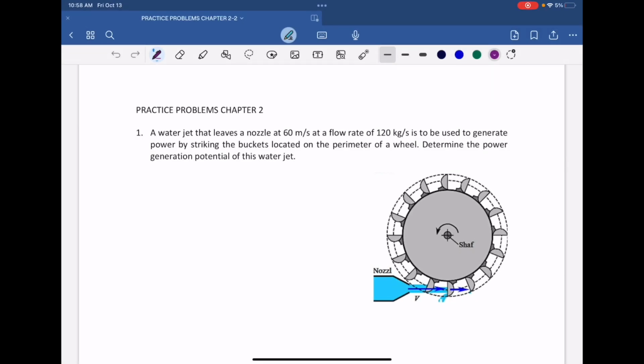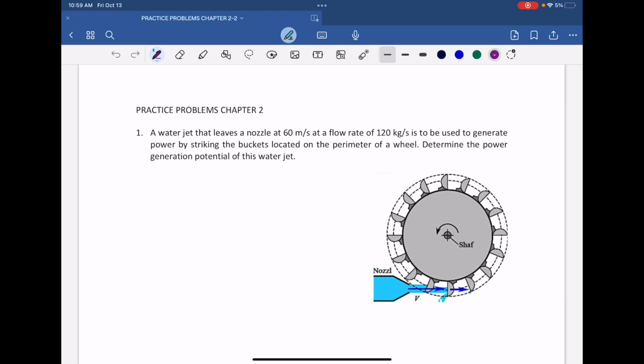A water jet that leaves a nozzle at 60 meters per second at a flow rate of 120 kilograms per second is to be used to generate power by striking the buckets located at the perimeter of a wheel. Determine the power generation potential of this water jet.